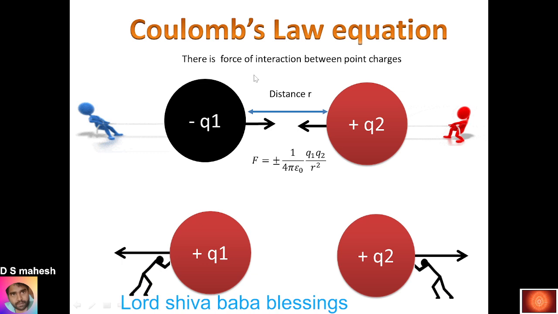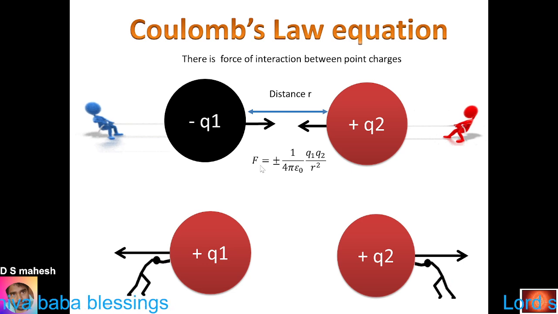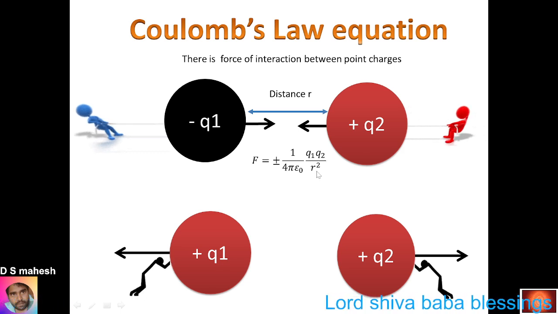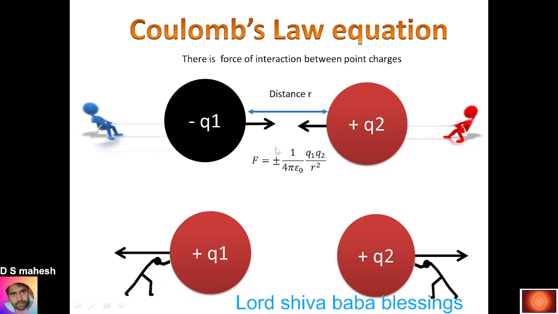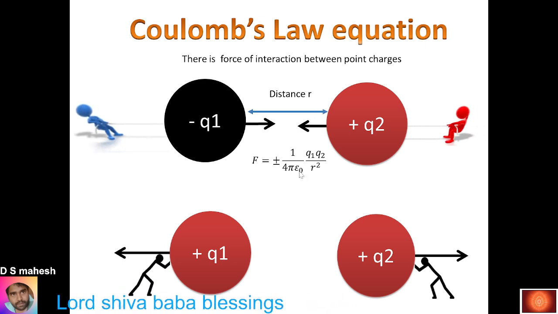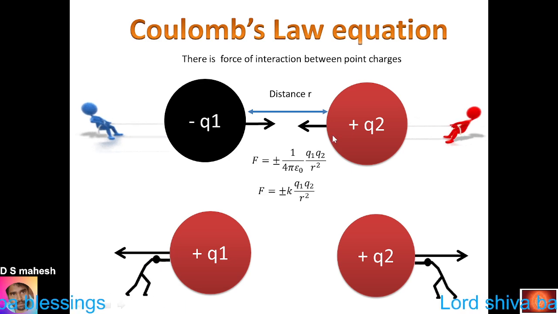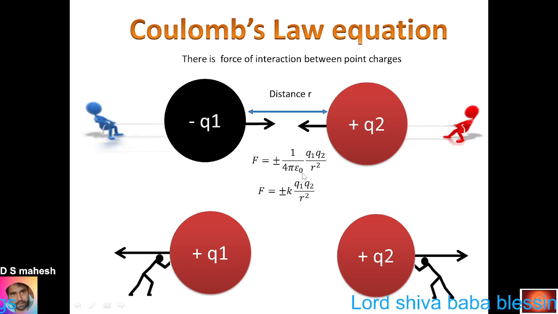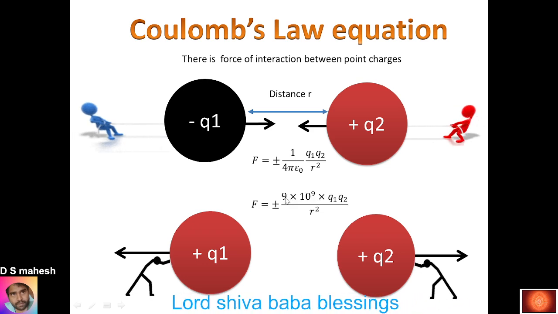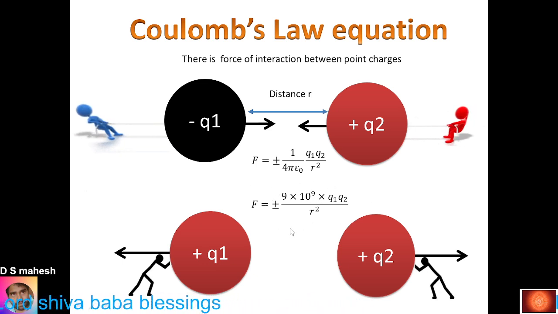Now, the force of interaction between point charges is given by Coulomb's law equation, that is force is equal to 1 divided by 4 pi epsilon naught, q1 into q2 divided by r square, where q1 and q2 are the charges and r is the distance between the charges, and epsilon naught is the permittivity of the free space where these two charges are lying. So 1 divided by 4 pi epsilon naught can be taken as a constant k. The value of k is 9 into 10 to the power of 9. So you need to learn this equation in order to solve the problems.